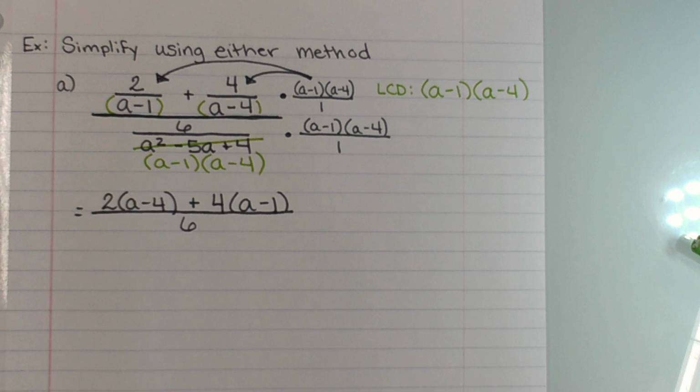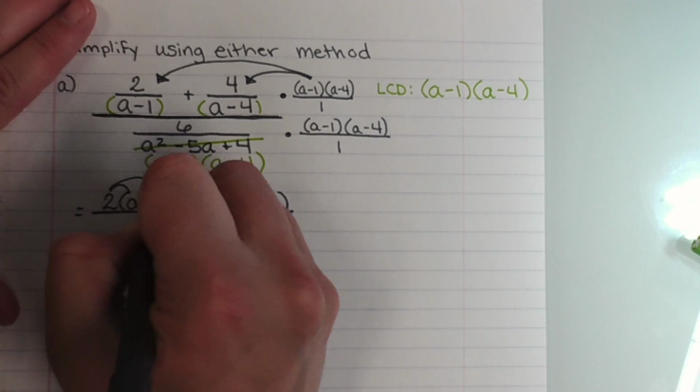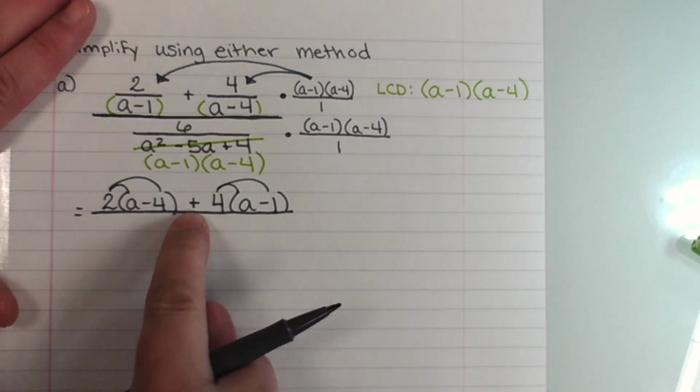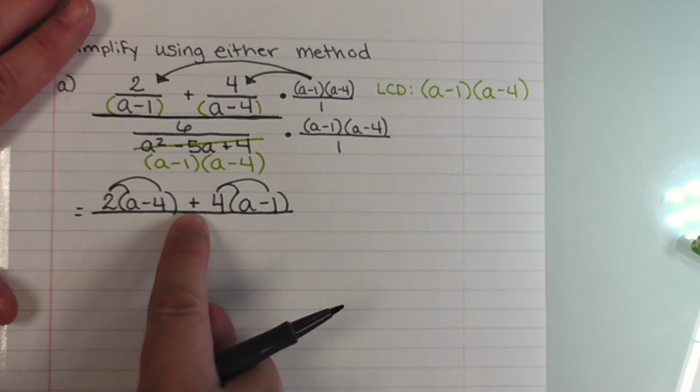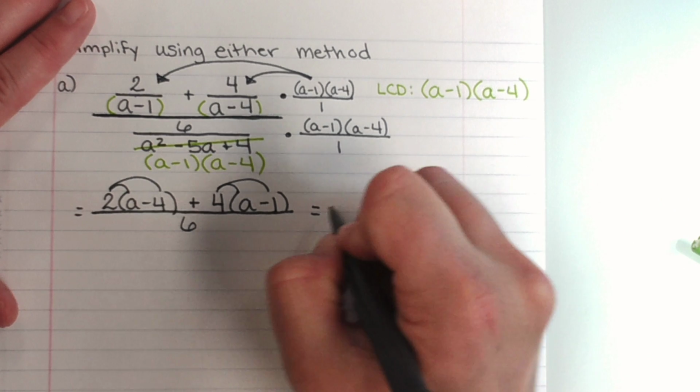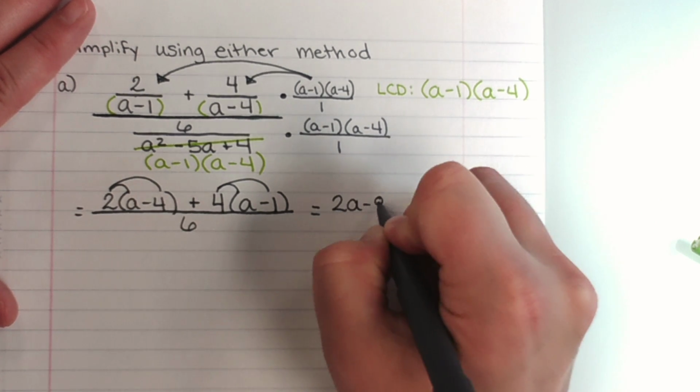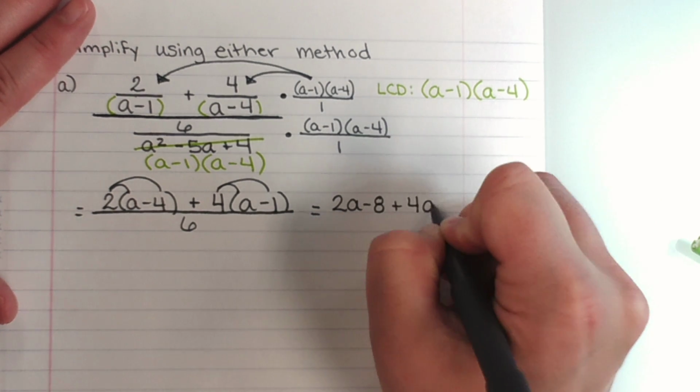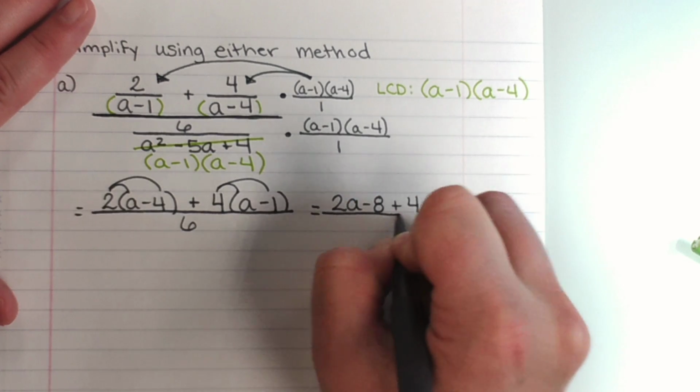Distribute. Do the actual multiplication. Remember, if there's addition or subtraction not in parentheses, you cannot cross anything off from top and bottom. You have to simplify the top and then try to factor to simplify. So we distribute the 2, we distribute the 4. Keep in mind, if that was a minus, it'd be a negative 4. 2a minus 8 plus 4a minus 4 all over 6.